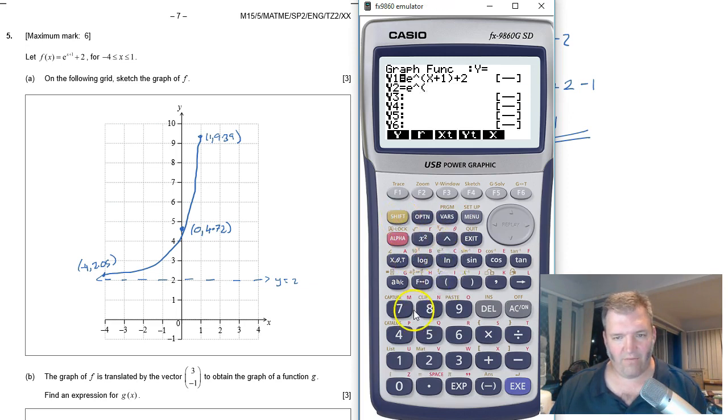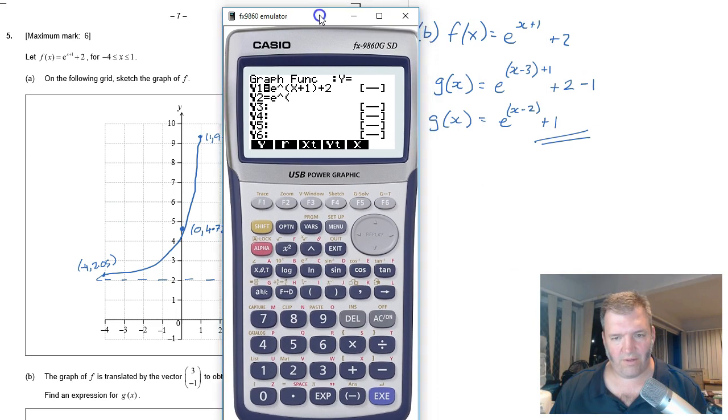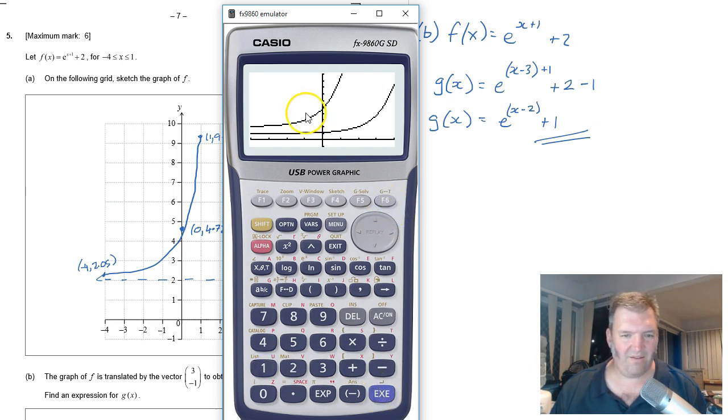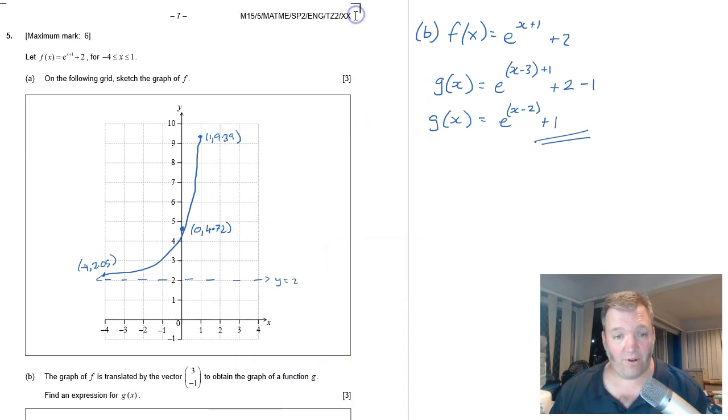e to the power of, and we are now going not with x plus 1, but x minus 2, x minus 2, bracket, and then we want a plus 1. What does that look like? Yeah, that looks pretty much like it shifted 3 to the right and down 1 to me. So that's looking pretty good. Alright, pretty confident we got it right.